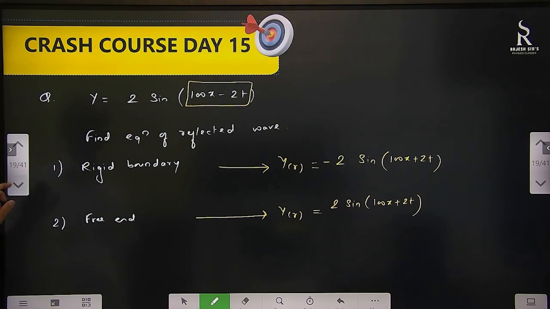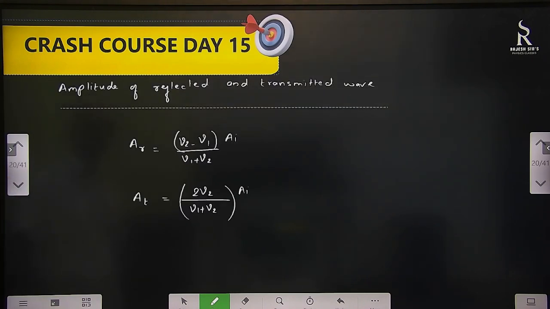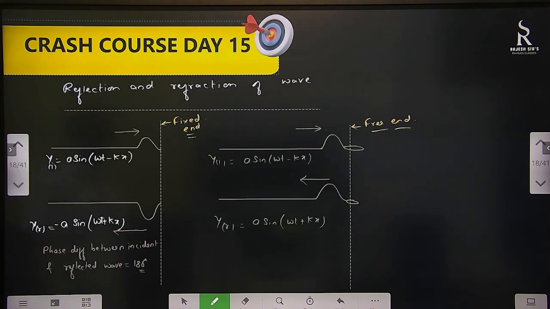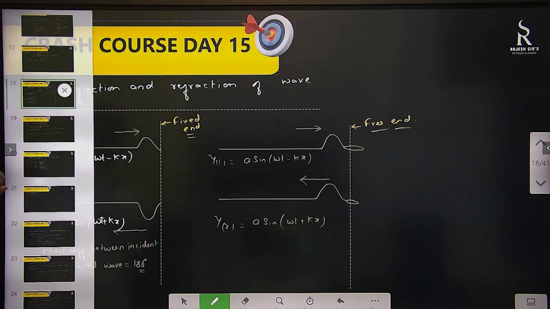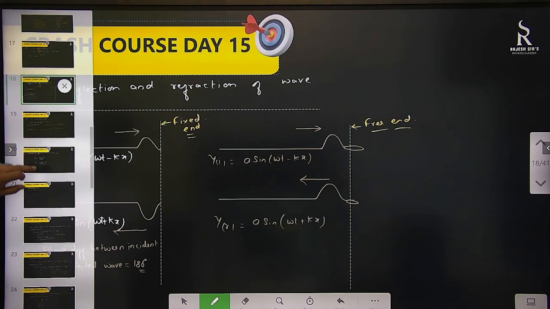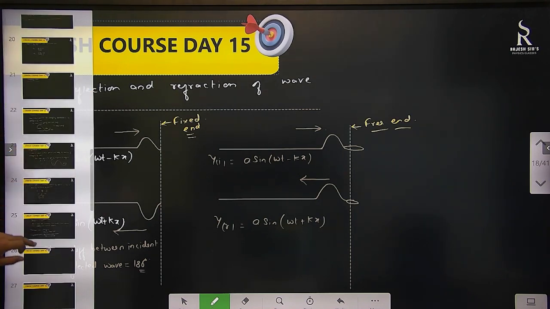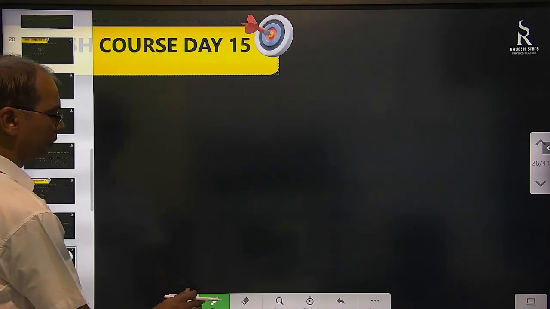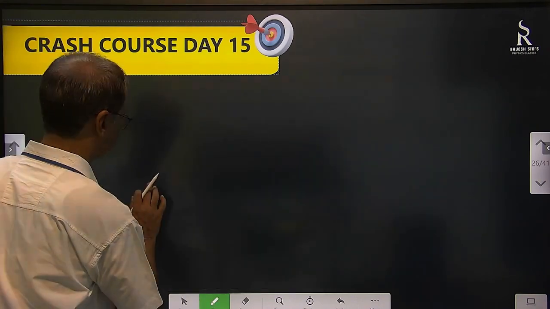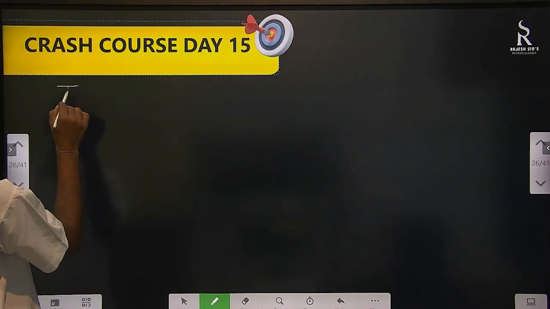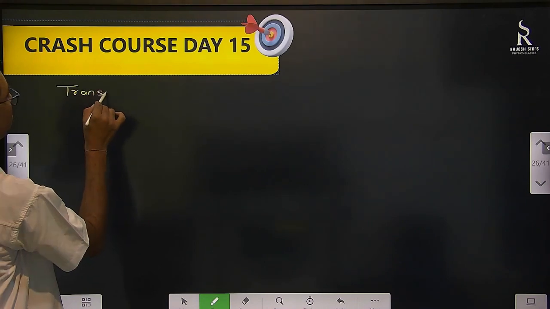Okay, let's see further. Amplitude, we'll come back to. First we'll talk about refraction or transmission. So in transmission what happens? Where does transmission actually happen? Okay, we'll see that in the next one only. Okay, transmission of wave, transmission or refraction.